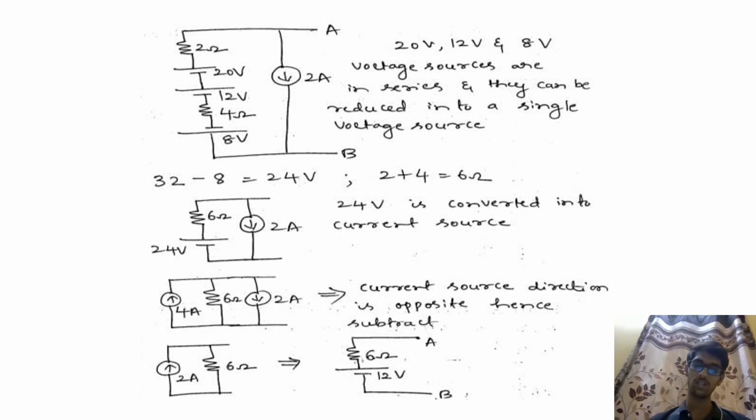In the question it was said that we should give it as a voltage source. So we'll again convert the 2 ampere current source into a voltage source. We'll be using the formula V is equal to IR. I is 2 amps and R is 6 ohms. 2 into 6 is nothing but 12 volts. So we have finally arrived at the final solution, that is 12 volts in series with 6 ohms across the terminals A and B.